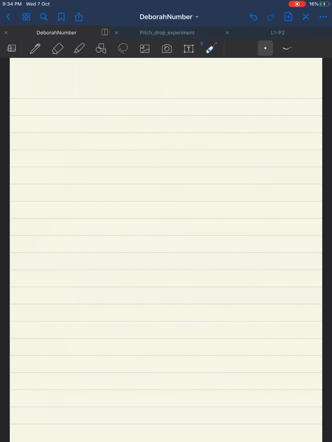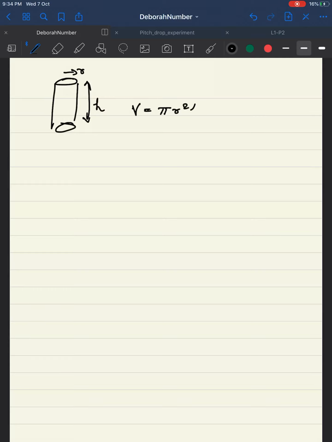The reason being, let's say you have a volume, let's say you have a cylinder, and the cylinder has radius r and height h, and somebody is asking you to calculate the volume of this cylinder. So the volume of this cylinder is going to be pi r square h, obviously.